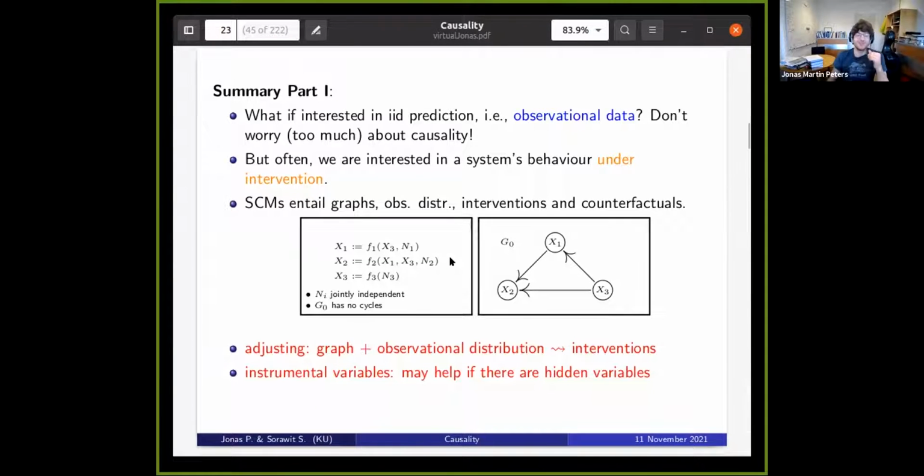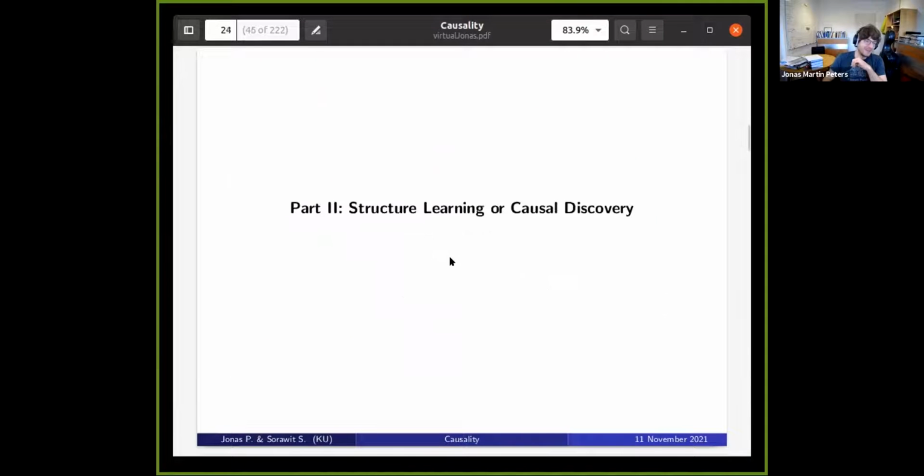Okay, and now in the last hour of this little tutorial, we would like to talk about this other situation where we don't have the causal structure. No one tells us what the causal structure is, and then the question is what can we do with it? This we call structural learning or causal discovery. We are just given data and we're trying to infer something about the causal structure. This is where I think a lot of fun research starts.